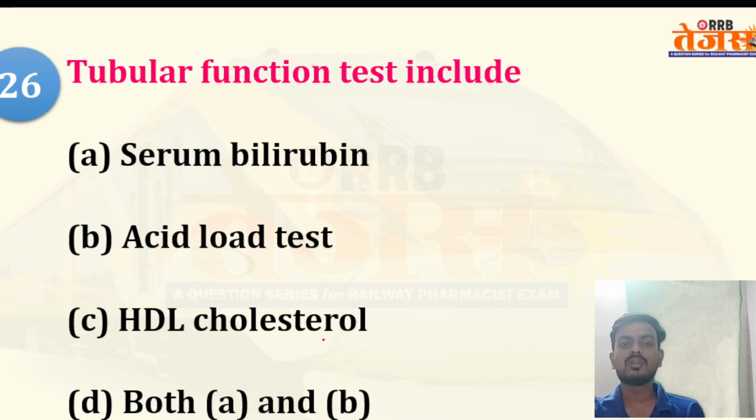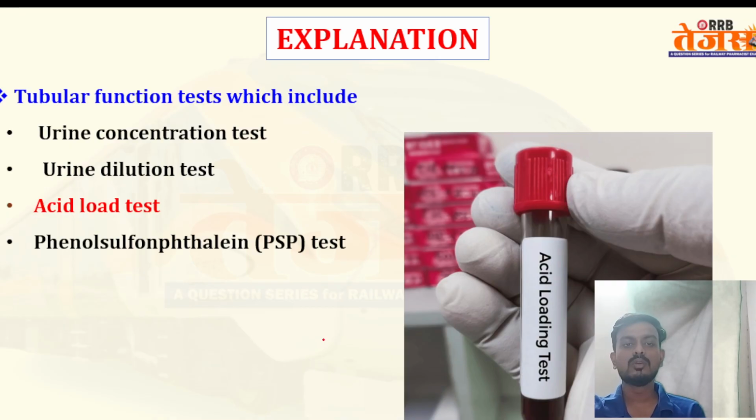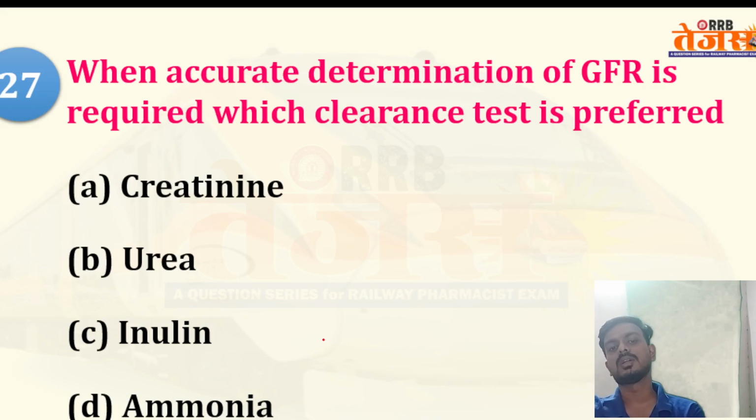Next question is, tubular function test includes serum bilirubin, acid load test, HDL cholesterol, both A and B. So tubular function test basically includes the acid load test. Tubular function tests include urine concentration test, urine dilution test, acid load test, and phenol sulfonphthalein test. These four come under tubular function tests.